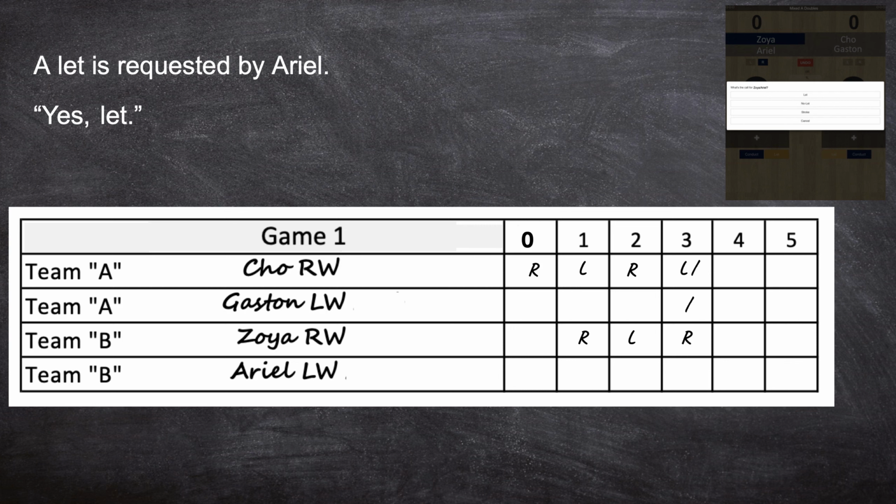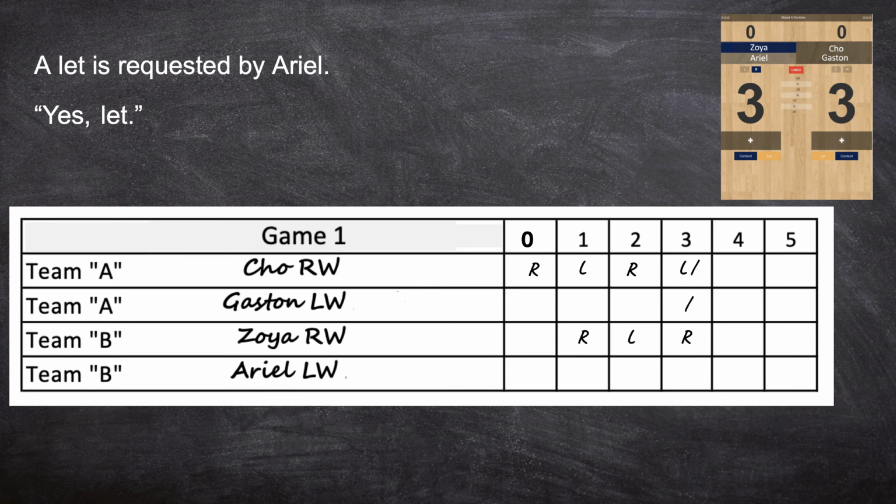The referee grants the request with yes, let given, or simply let. If it's denied, no let. If awarded, point to Ariel. An older term that is still used is stroke. So instead of saying point, I say stroke.